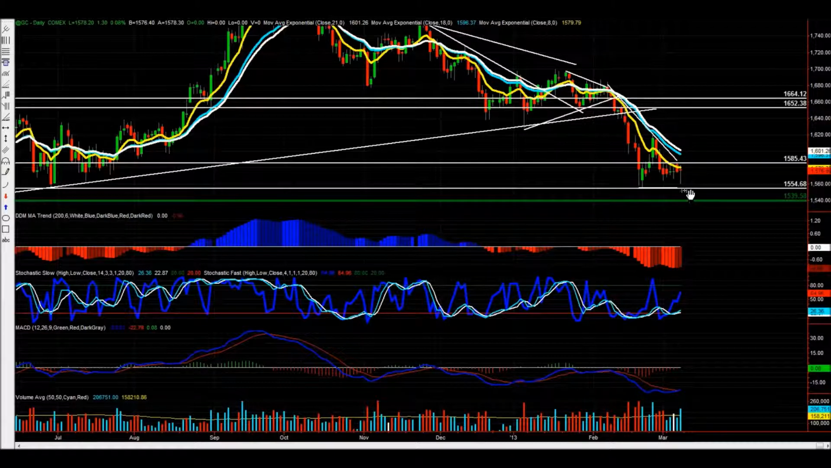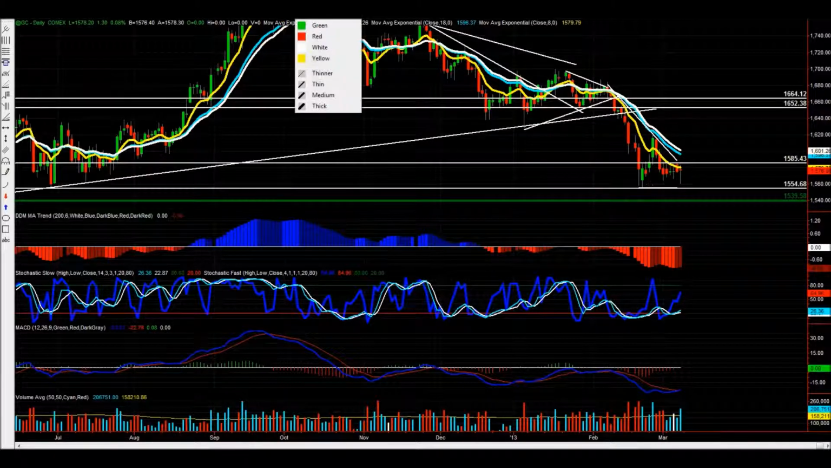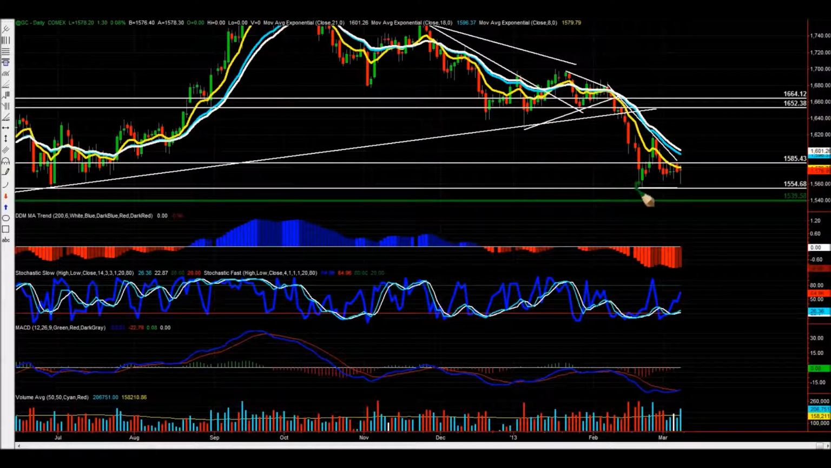Friday we closed more than 50% off the lows here, and we didn't actually go lower than this point here. So to me, this is the support level right now. That would be my line in the sand, where if this level holds and we put in a minor lower high, we could get a bounce into some higher resistance levels.